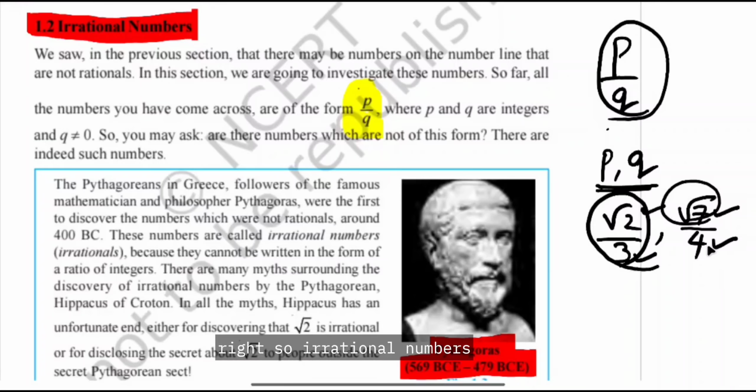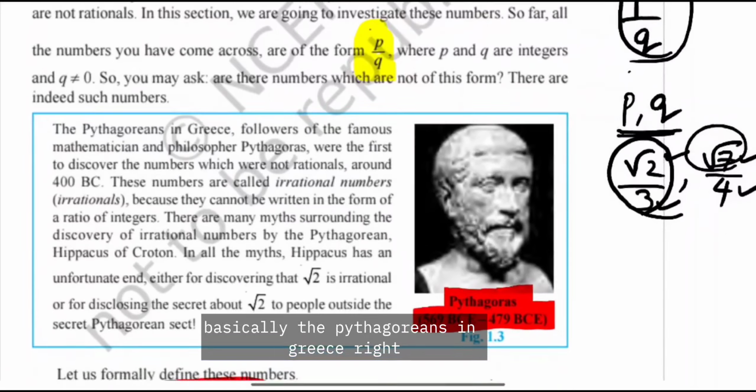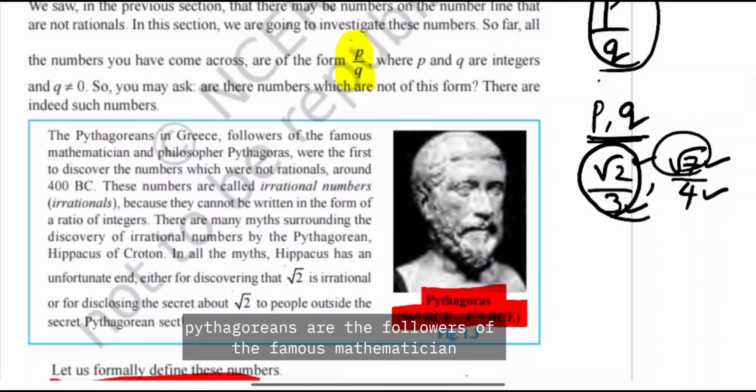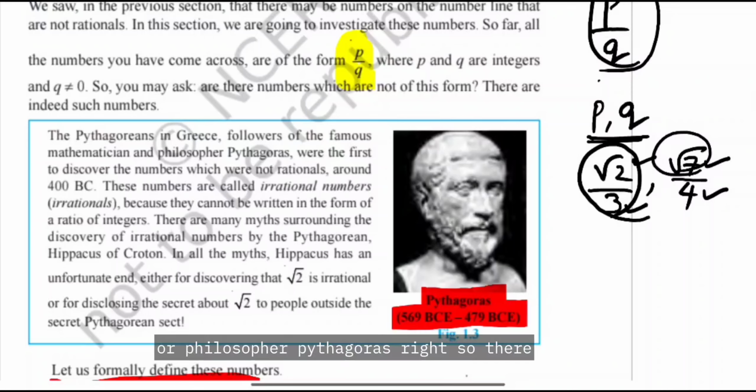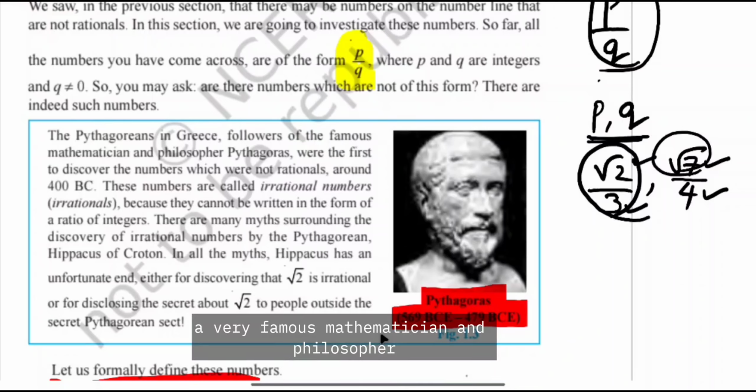So let's look at irrational numbers from a history perspective. Basically the Pythagoreans in Greece. Pythagoreans are the followers of the famous mathematician and philosopher Pythagoras. So there was a Greek philosopher. Pythagoreans, those who were following Pythagoras, a very famous mathematician and philosopher. So Pythagoreans were the first ones to discover the numbers which were not rational.